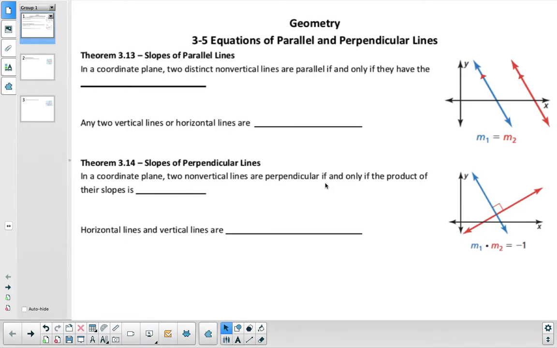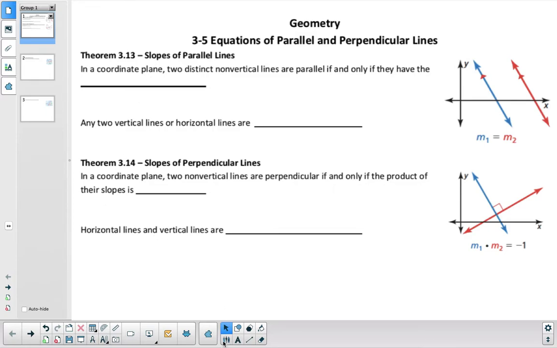Hey guys, good morning. We are going to go through the first part of 3.5. You can see we're talking about equations of parallel and perpendicular lines. Wanted to break this up over 2 days just to not overwhelm anything. So we're going to take a little bit of time to look at some things dealing with slope and how it relates to parallel and perpendicular lines.